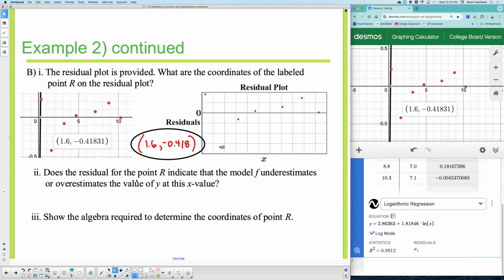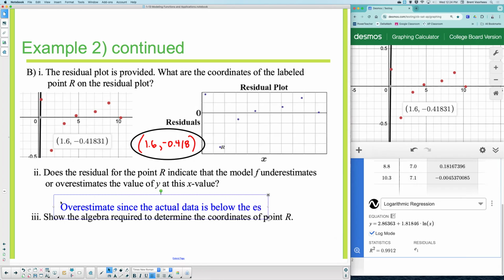Part B, part II. Does the residual for point R indicate that the model F underestimates or overestimates the value of Y at this X value? What do you think? Is this an overestimate or underestimate? Overestimate, because you're talking about this is the estimate line. This is an overestimate, since the actual data is below the estimate line.